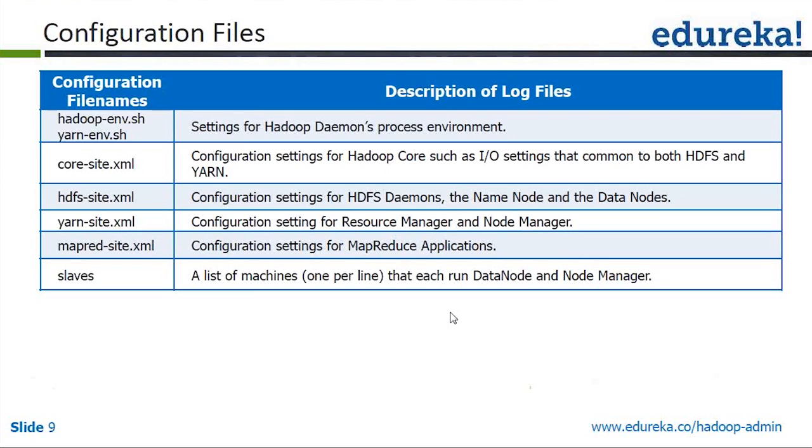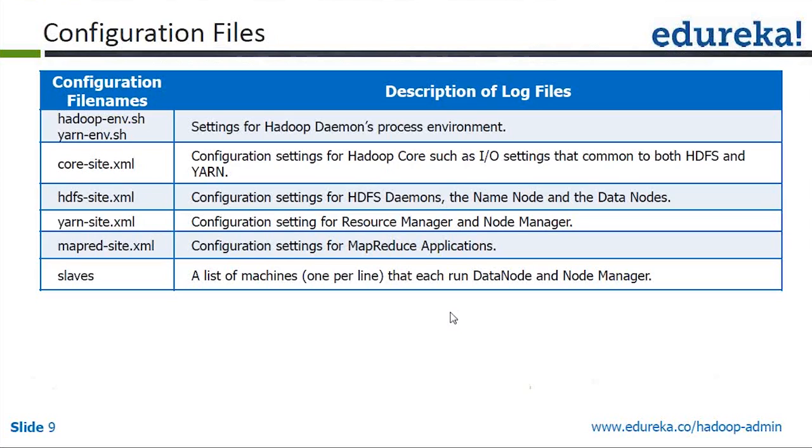Okay, so let's look at what configuration files are provided. The first two files are the Hadoop and Yarn environment files, which hold settings for the Hadoop daemon process environment. The second is core-site.xml, configurations for Hadoop core, such as IO settings that are common to HDFS and Yarn. The third is hdfs-site.xml, configuration settings for the HDFS daemons, the name nodes and the data nodes. The next is yarn-site.xml, configuration settings for the resource manager and the node manager.